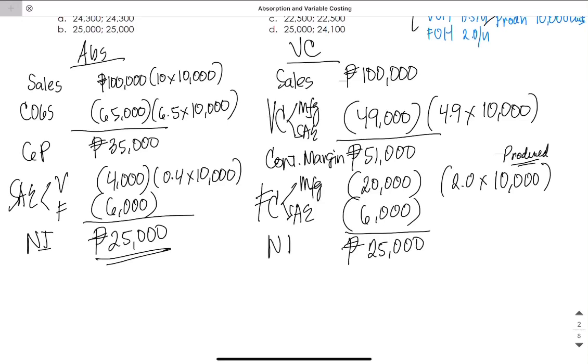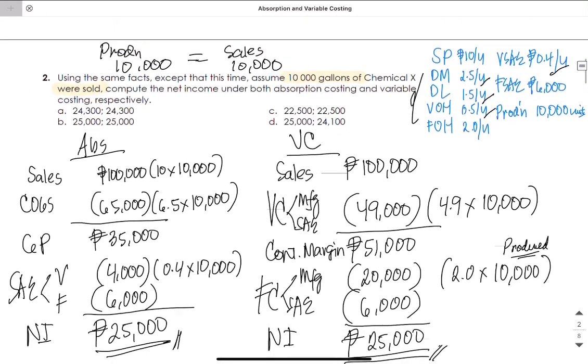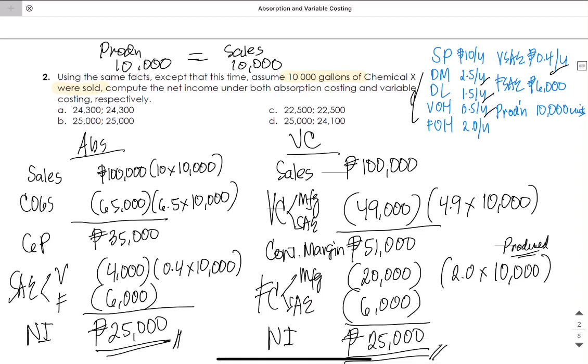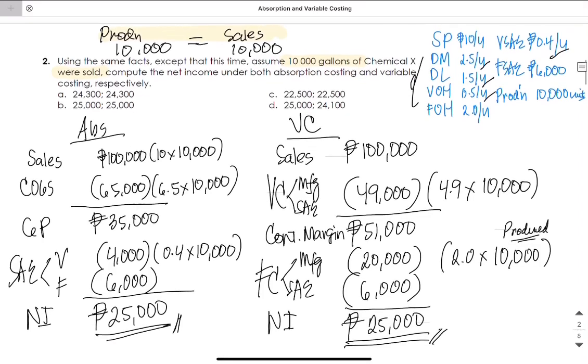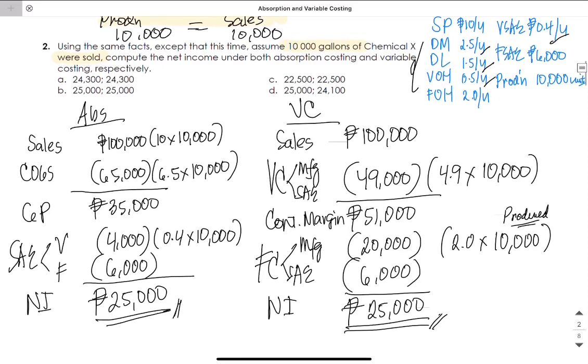Okay, so net income. What do you notice? In this case, 25,000 under absorption and 25,000 under variable costing income. So they are the same. Why? Because of this. Because production is equal to sales, therefore the net income under the two methods is also the same. So again, the difference lies in the fixed manufacturing overhead.